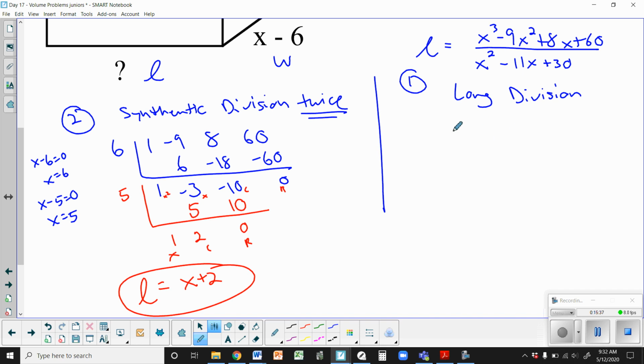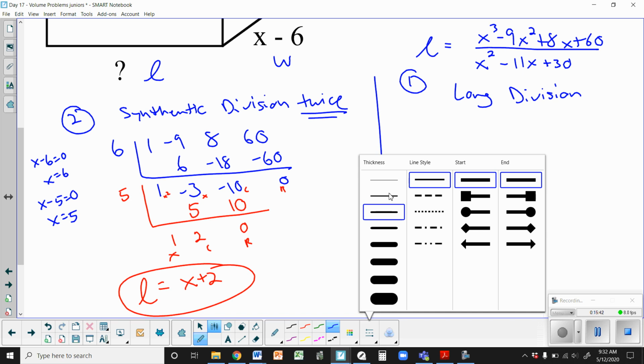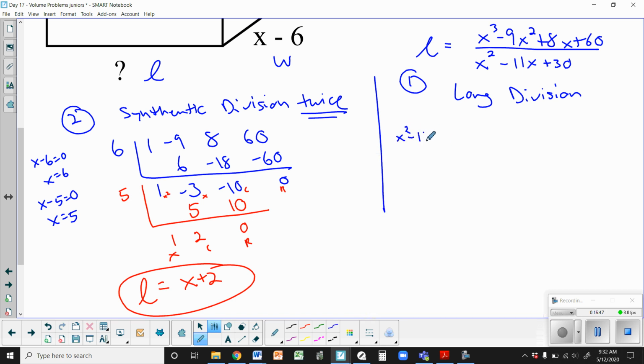All right, so let's look at the long division method. So we have x squared minus 11x, plus 30. All right, and then we're dividing x cubed. And some of you are going to prefer one method over the other. To me, it does not matter. I mean, I prefer this method, but that doesn't mean that you prefer that method. So it's all up to you.